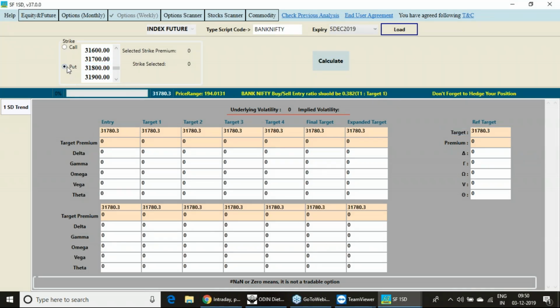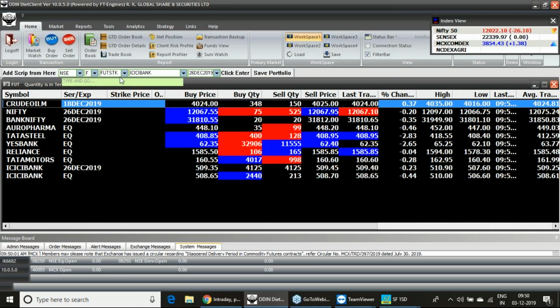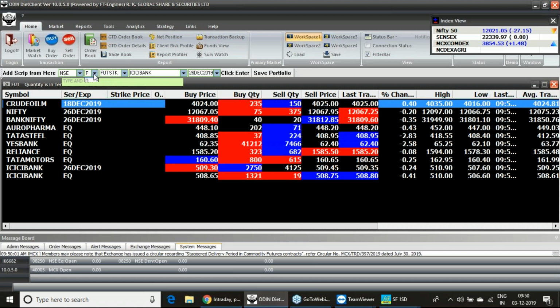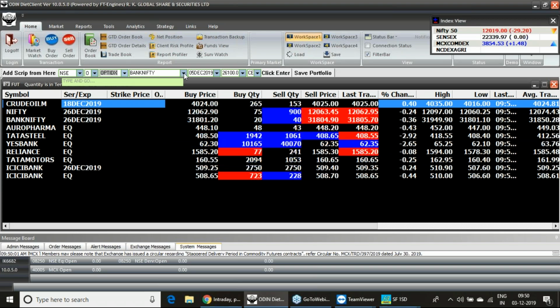If I am going for 31,800 put option analysis, let me calculate. This gives you a great IV. Why is this IV coming today? Is there any specialty today? Why are these particular big IVs coming? We'll add that instrument also. Today and tomorrow there are two events we have scheduled.